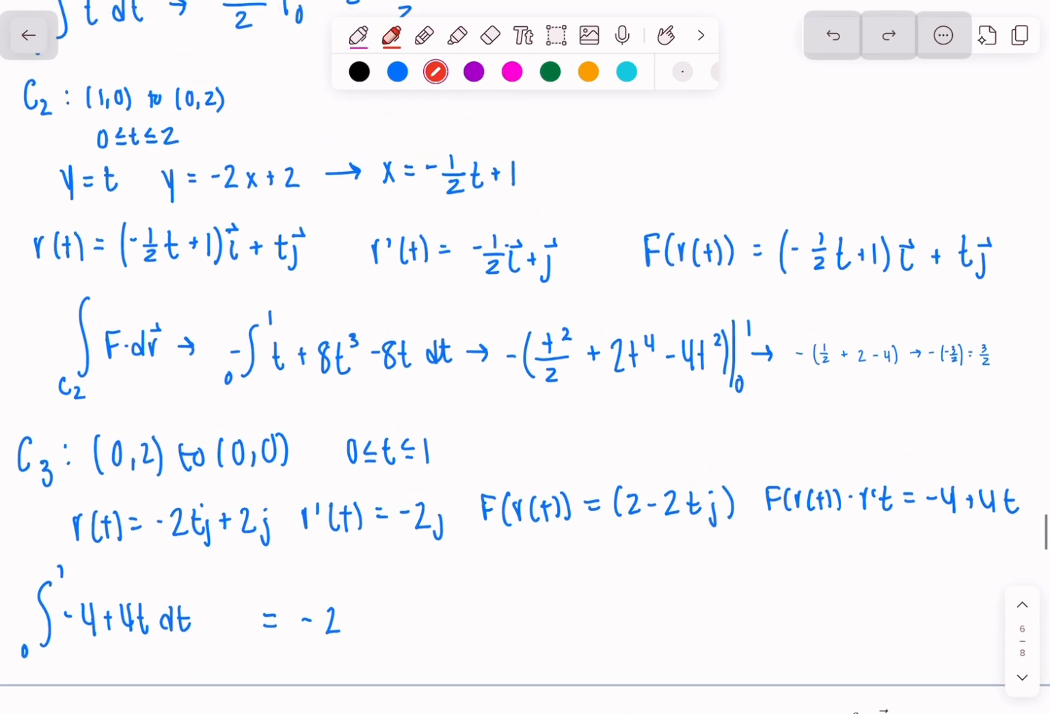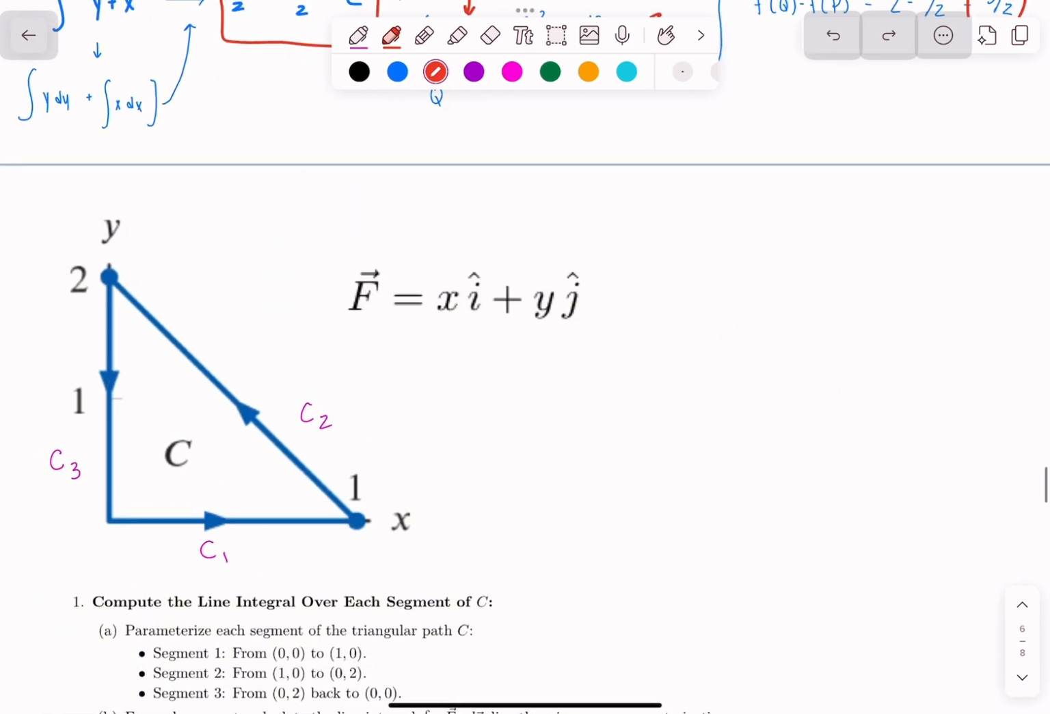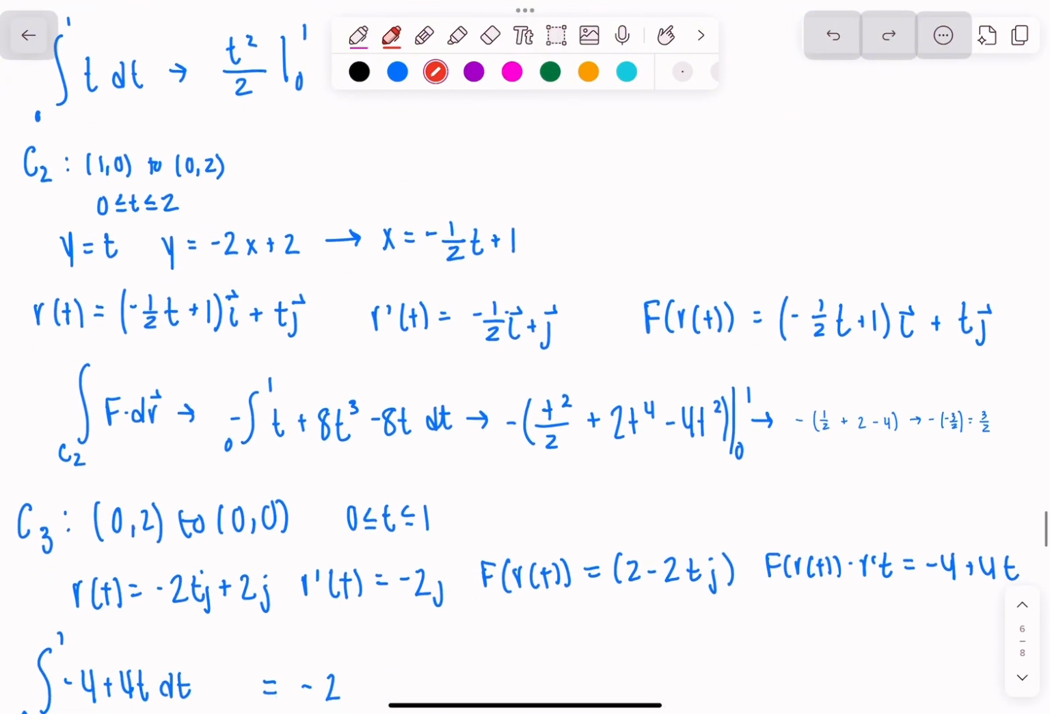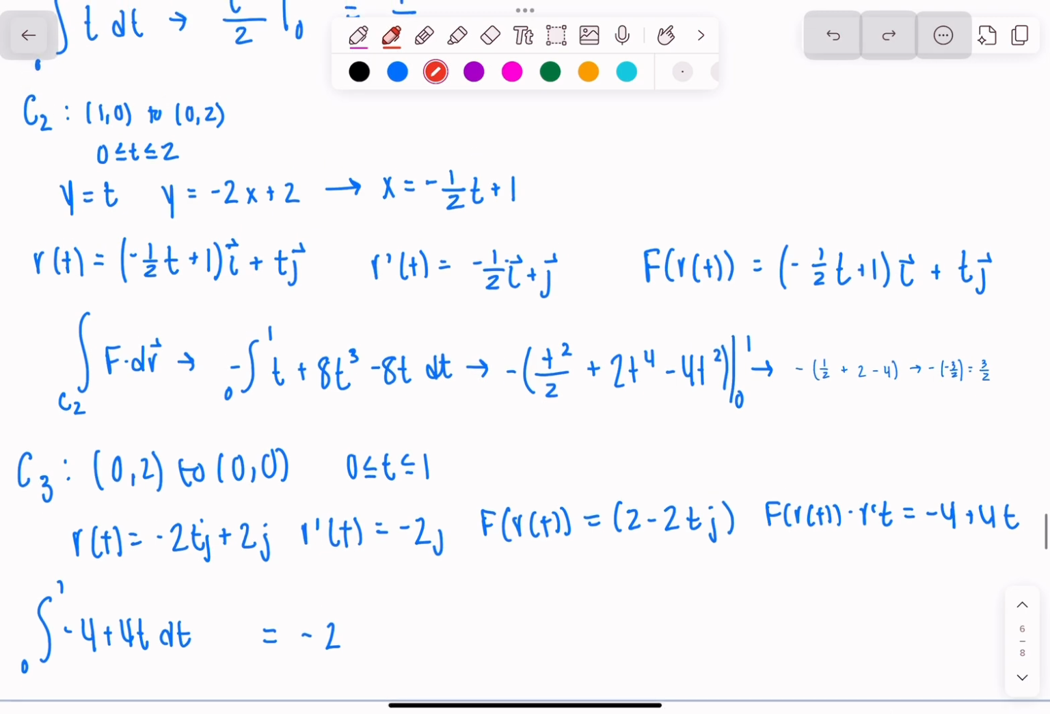Now for our C3, go back up here. It is just a line in the y direction. So it's a straight line. We're going to have no x component. It's going to be very similar to part C1. So we have a slope of -2t, and our starting point is at 2. Think of it as like an intercept. So we have -2t j plus 2j. Take the derivative of that, plug r(t) into F, and then take the dot product of F(r(t)) and r'(t), and our value for that is going to be -2.